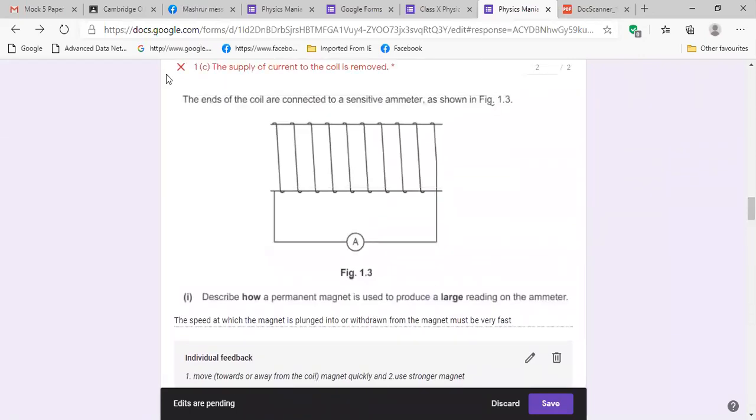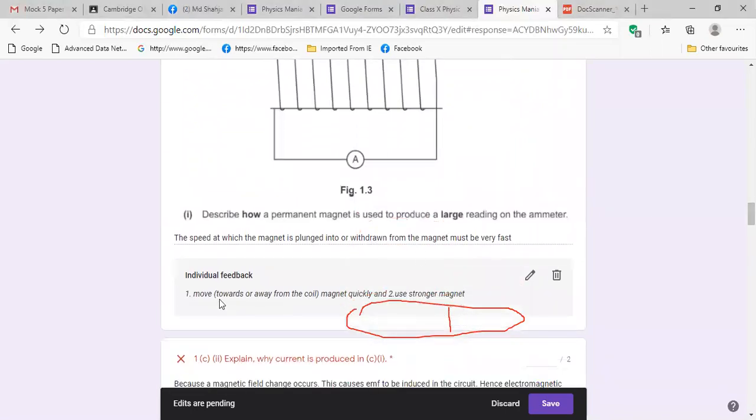In the mark scheme, the way it's written, you have to use a stronger magnet. For writing only this part you are getting 2 marks. One is for withdrawing the magnet, which is 1 mark. Another is mentioning very fast, that is another mark. So I gave you 2 marks, but we have 2 ways to get this.